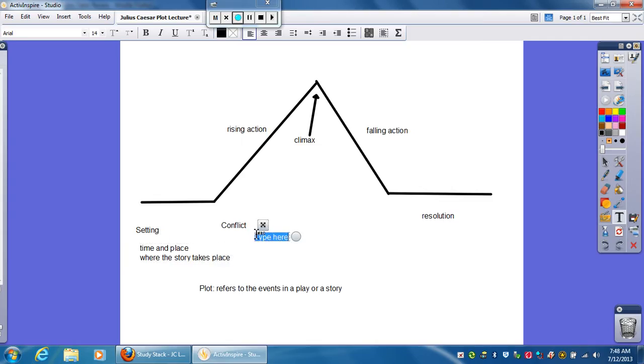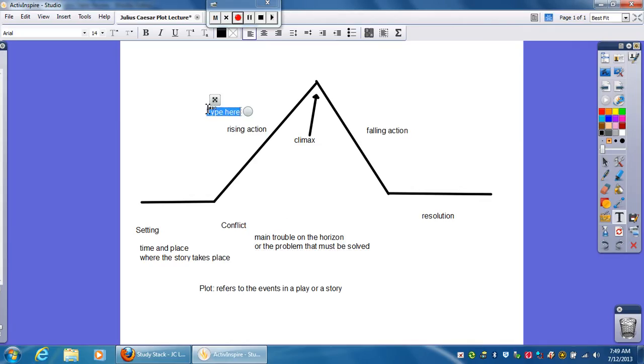Conflict then refers to the main trouble on the horizon, or the problem that must be solved. For the sake of Julius Caesar, our conflict is going to be based upon the main protagonist, Marcus Brutus, and whether or not he joins the conspiracy, why he joins it, and then ultimately what he does while he's in it.